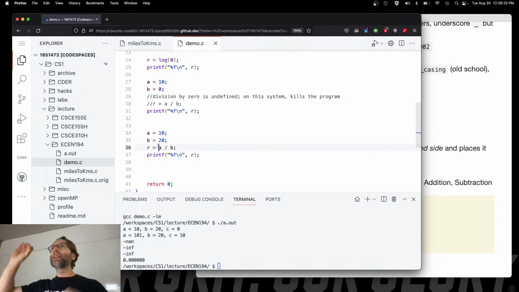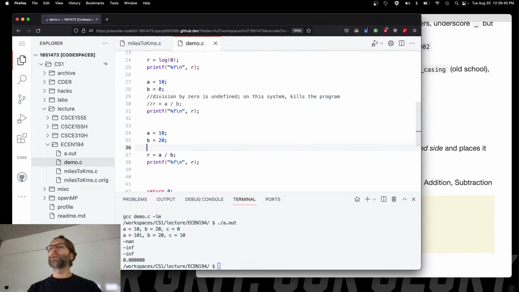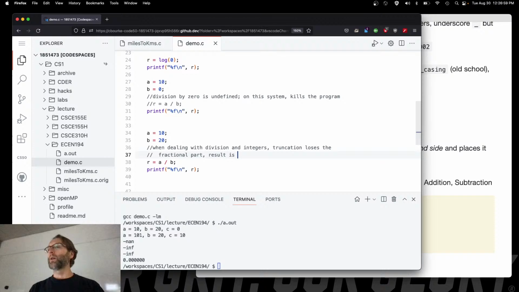So what happens to that non-integer part? 0.5 gets cut off, thrown away. That's called truncation, right? When dealing with division and integers, truncation loses the floating point part, the fractional part. Result is 0. So how do we fix that?